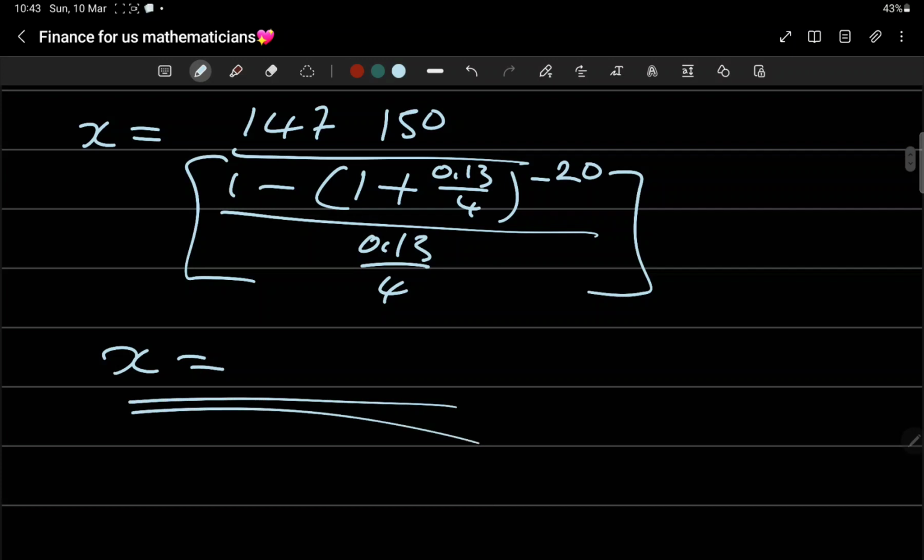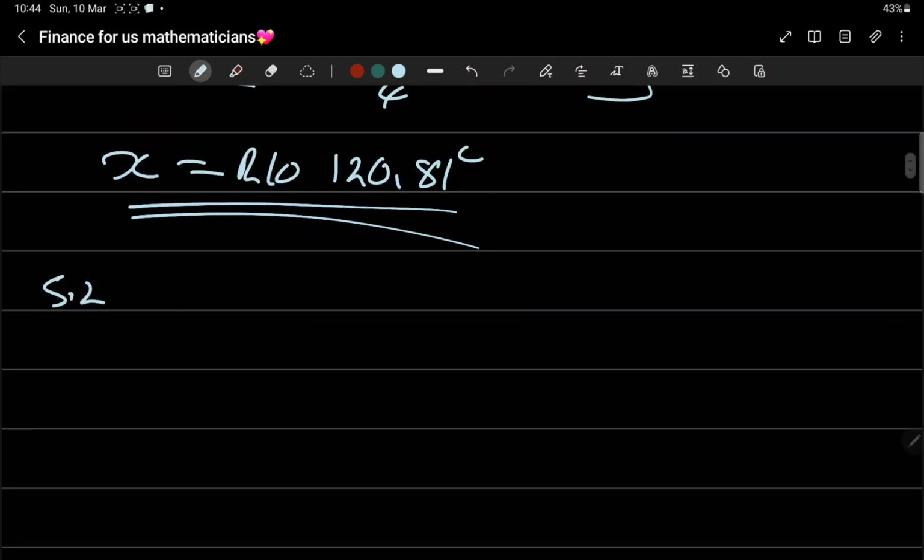X equals, hit your calculator. 147,150 over open bracket 1 minus 1 plus 0.13 over 4 close to the negative 20, over 0.13 over 4. So you get 10,120.81 cents.